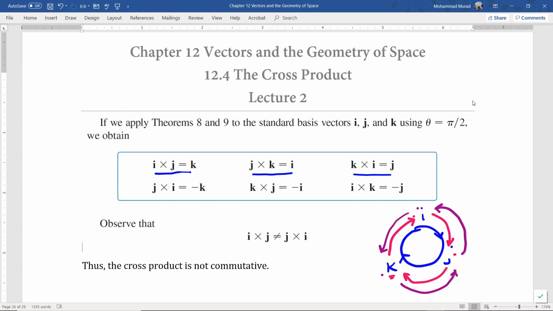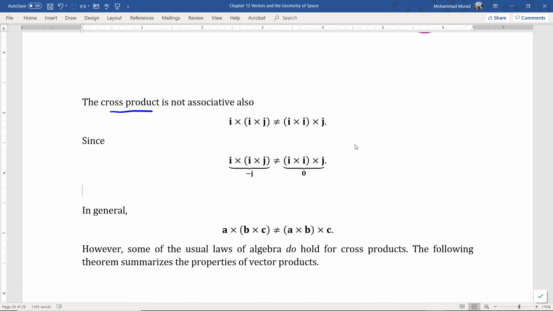Here, we observe that i cross j and j cross i are not the same vectors. Thus, the cross product is not commutative. We can also show that the cross product is not associative. For example, if we calculate this, i cross j, we can show that this is not i cross j. That means we cannot move these parentheses.